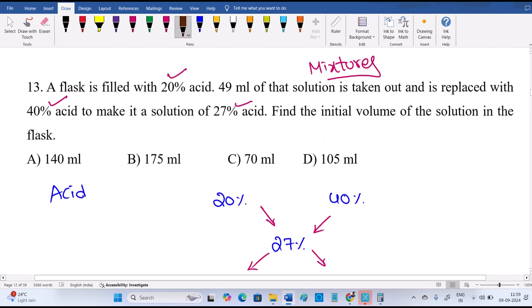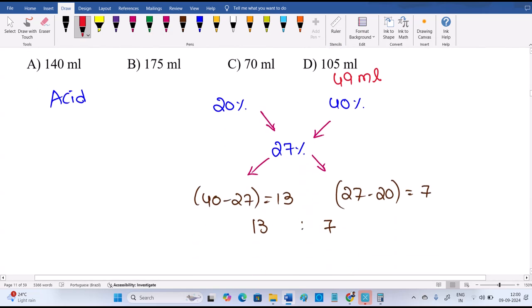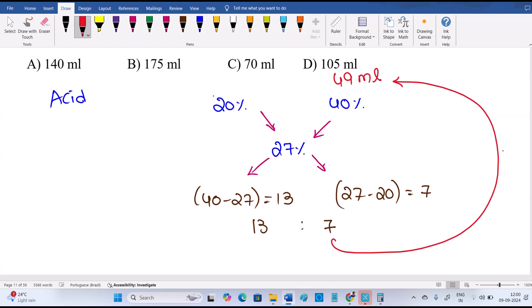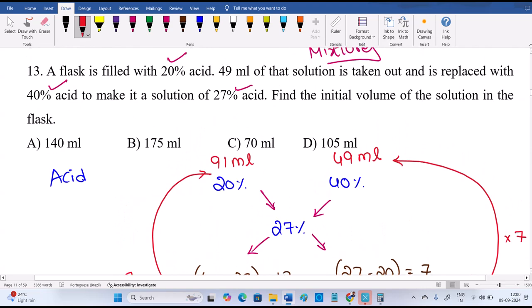But listen, you added 49 ml. Guys, listen here. This represents 49 ml. For 13 ml quantity, 7 ml should be added. This is 49, which means into 7 happened. Here also into 7 should happen. So 91 ml of quantity is available. Now the question: find the initial volume. Initial volume is 140, 91 plus 49.